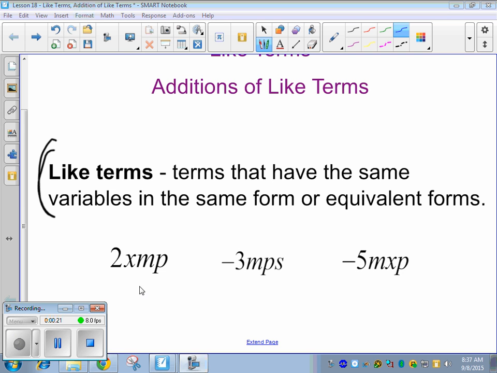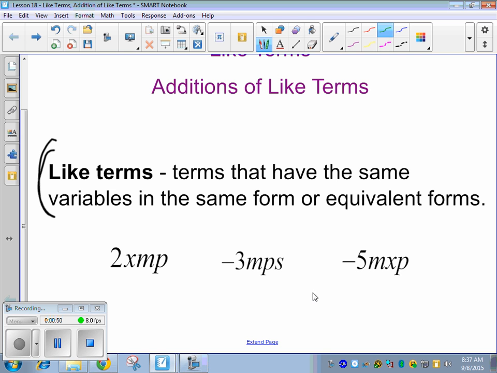So we have 2xmp, and we have negative 3mps. We have negative 5mxp. Now we do have a pair of like terms in here. Can anybody tell me which ones they are? Evie? Great, I agree. Can you tell me why they are, even though they don't look exactly the same? They're not in the same order, right?